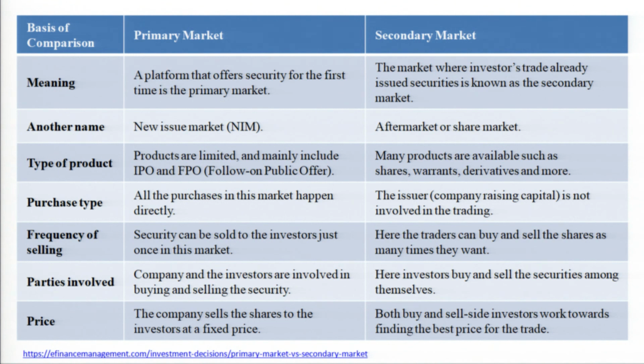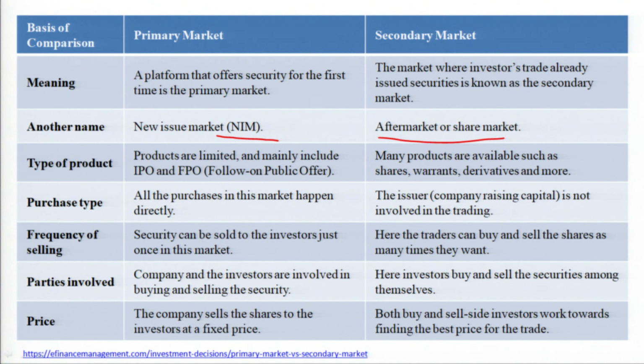Here, to make a gist of it, I have taken some bases for comparing the primary market and secondary market, to recall the capital market's two elements. If I talk about the meaning of primary market and secondary market, they are quite different from each other. A platform that offers securities for the very first time is the primary market. The secondary market is a market where investors trade already issued securities, also known as the after market or share market. As the next basis of comparison, as you can see here, it is the new issue market for the primary market and the after market or share market for the secondary market.